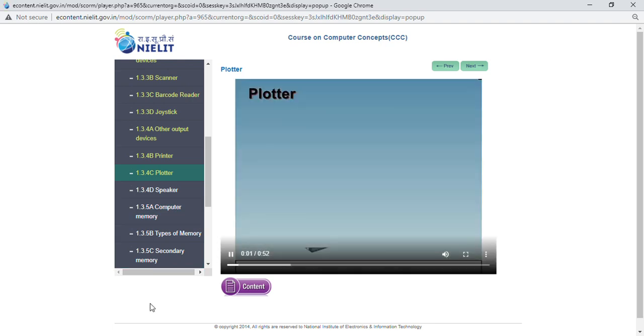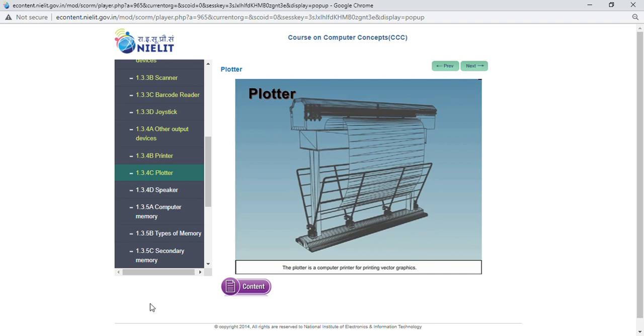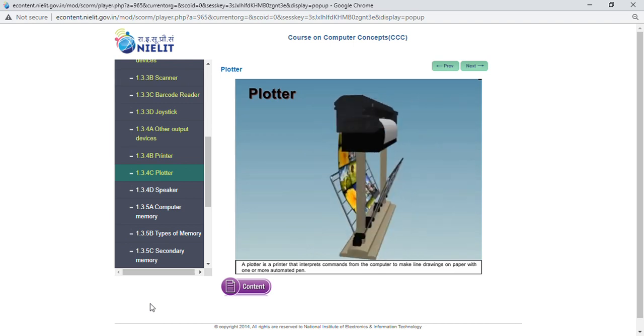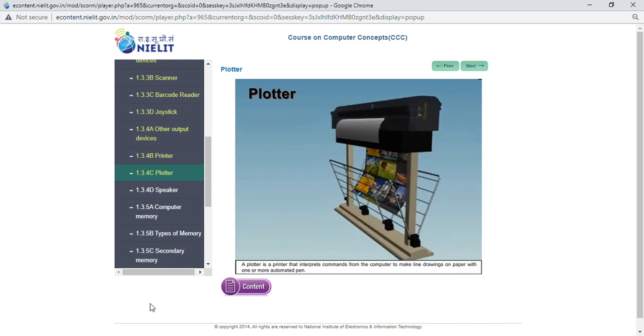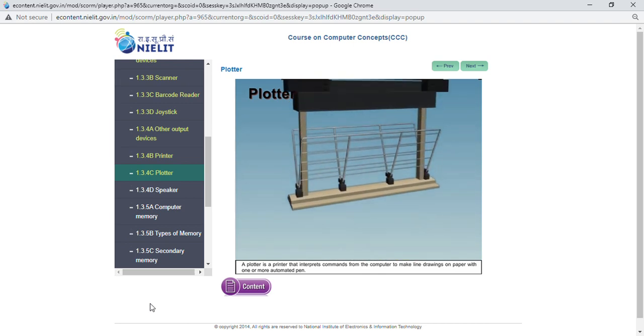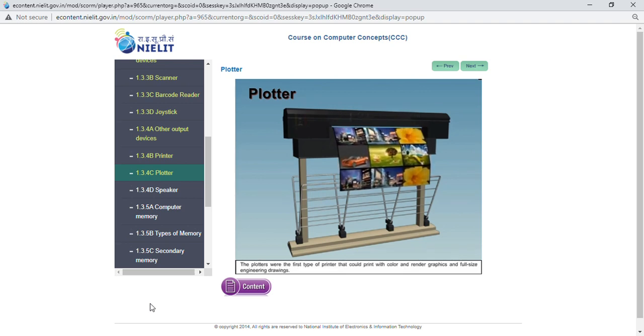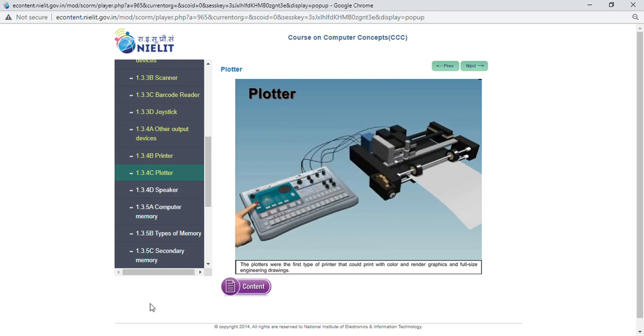Plotter. The plotter is a computer printer for printing vector graphics. A plotter is a printer that interprets commands from the computer to make line drawings on paper with one or more automated pens. Plotters are much more expensive than normal printers. The plotters were the first type of printer that could print with color and render graphics and full-size engineering drawings.